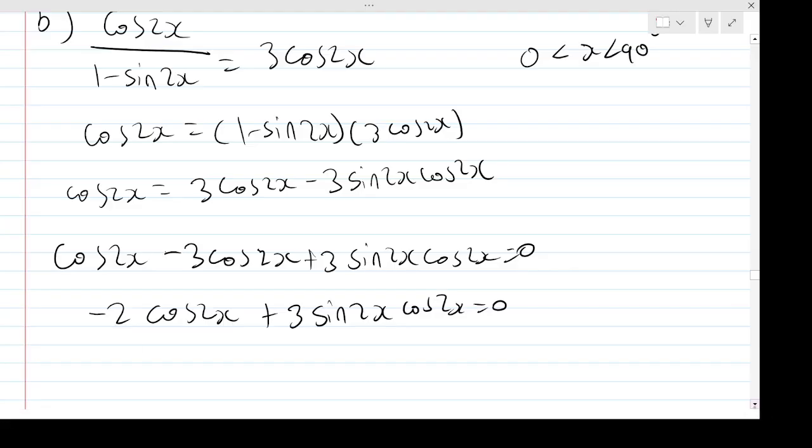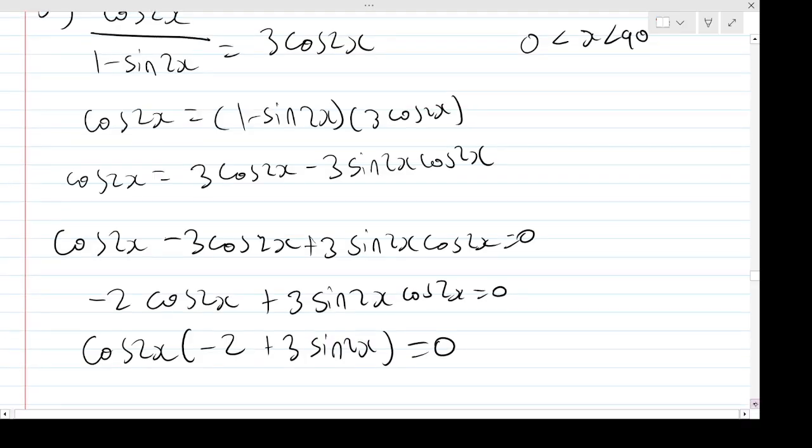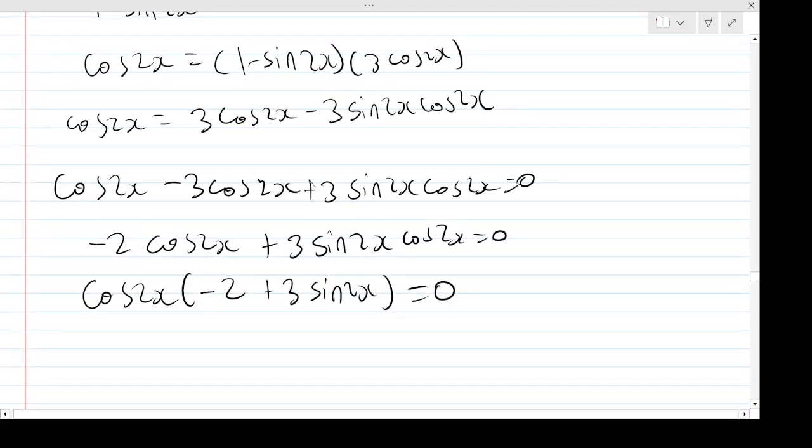If I want to deal with it, I'm not going to divide by cos 2x on both sides. I'm going to factorize it out. So if I factorize it out, I get cos 2x, which is a common term, then minus 2 add 3 sine 2x equals 0. Very important you do that. Do not miss that. If you divided by it, you would miss this first factor of cos 2x.